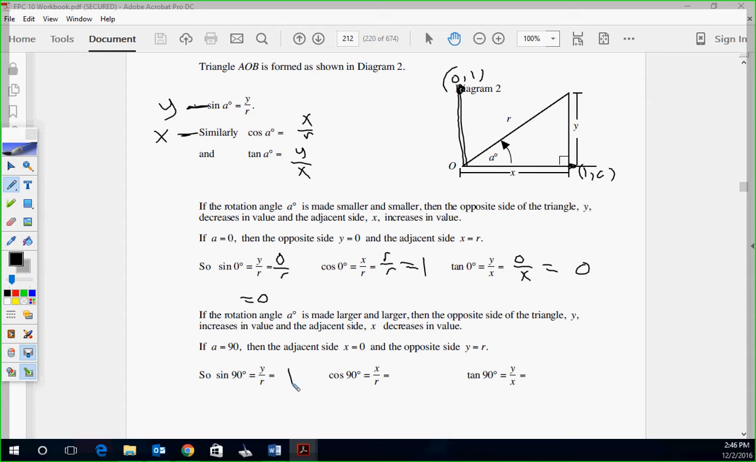Cosine of 90. Yep. 0 over r, 0. Tangent. Why? You can't do it. It's undefined.